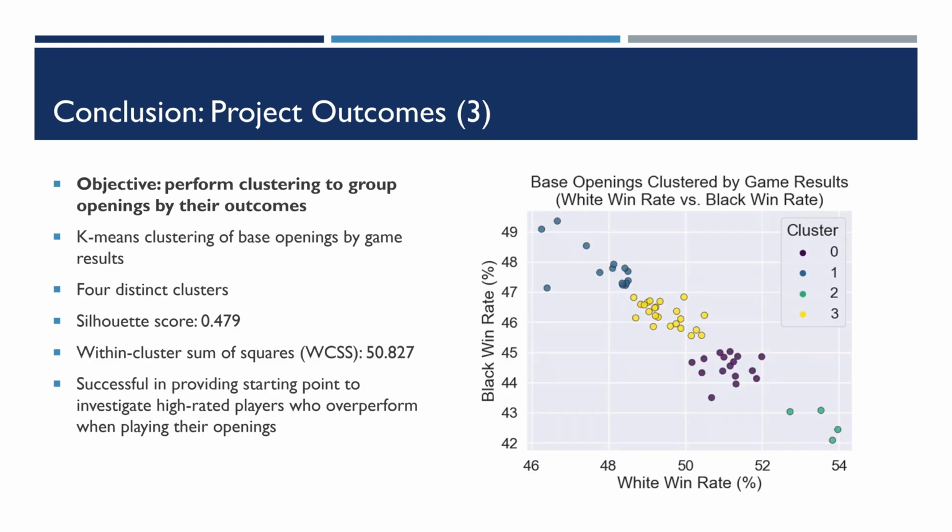Our third objective was to perform clustering to group openings by their outcomes. We performed k-means clustering to create 4 distinct clusters, as you can see on the right. Our clusters have a silhouette score of 0.479 and a WCSS of 50.827. This study was successful as we grouped openings based on how well they performed for white or black.